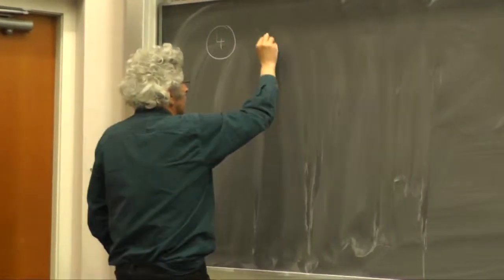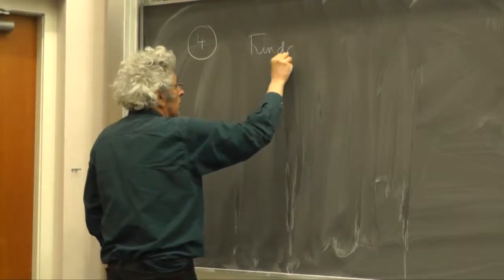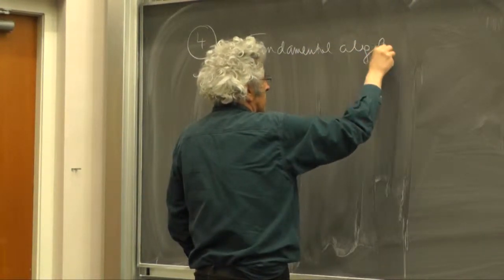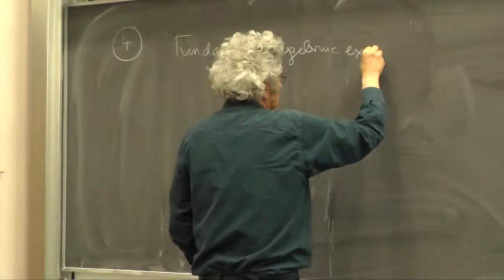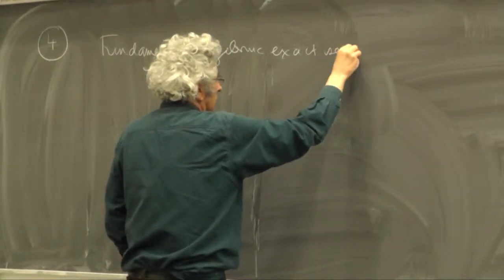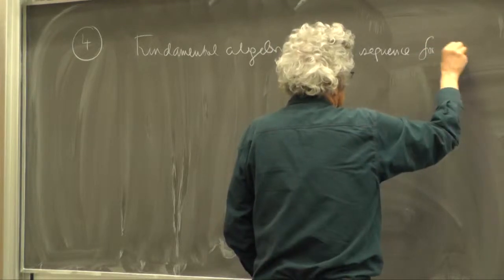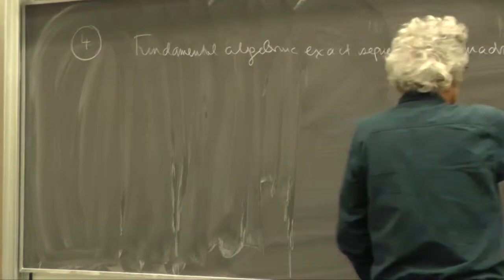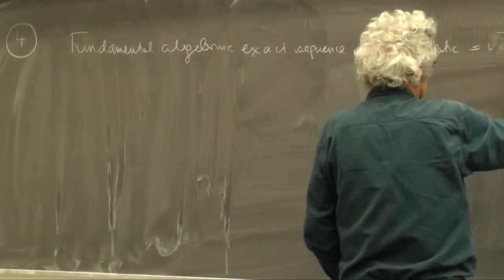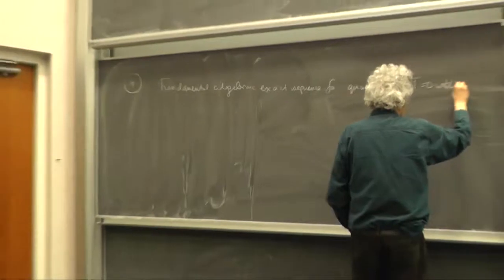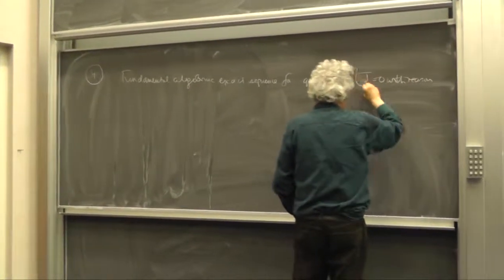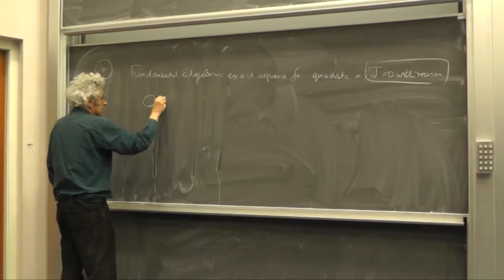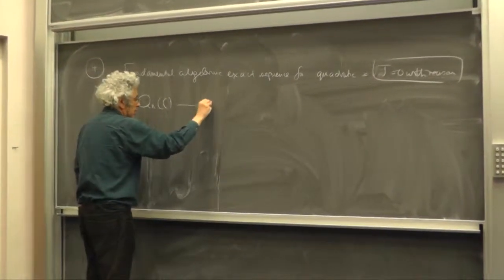So, fundamental exact sequence, algebraic exact sequence, for quadratic equals J is 0 with reason. Reason is crucial here. So this is just an exact sequence which looks like this.